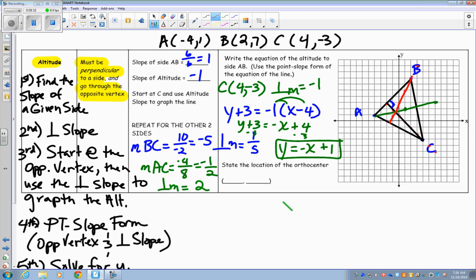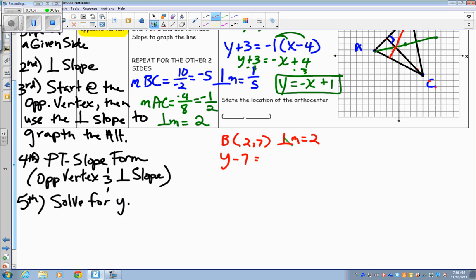So let's say I go ahead and write the equation for that altitude. So that is for AC. I'm going to write this under here. We're going to use the point B because that's our vertex. That's 2, 7. And we know the perpendicular slope was 2. So I'm going to go ahead and say y minus 7 equals 2 parentheses x minus 2. And I'm going to put it into slope-intercept form. Add my 7. Get y equals 2x plus 3.